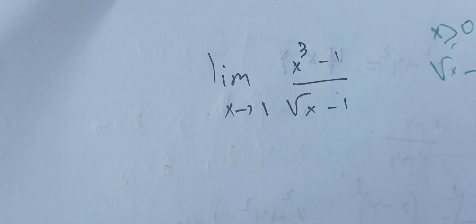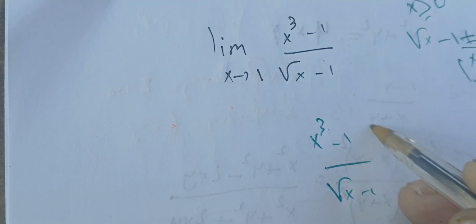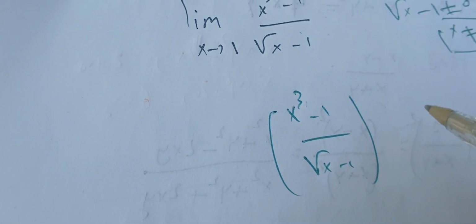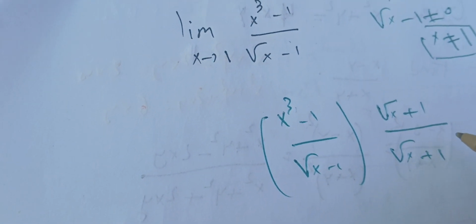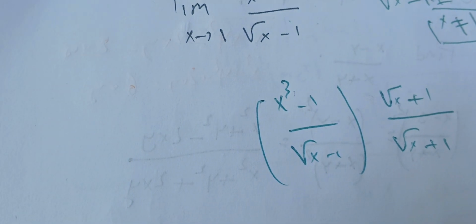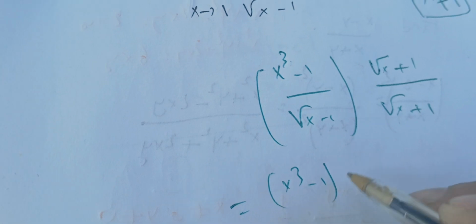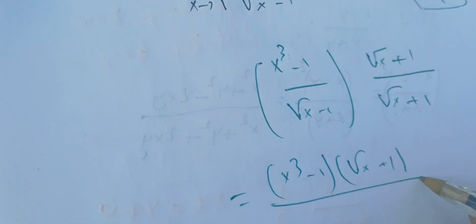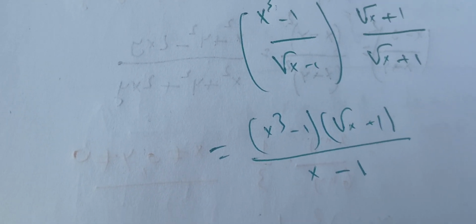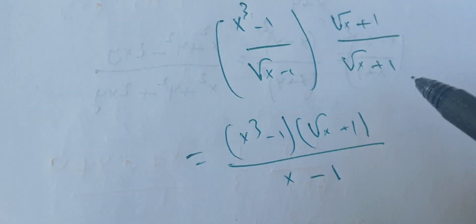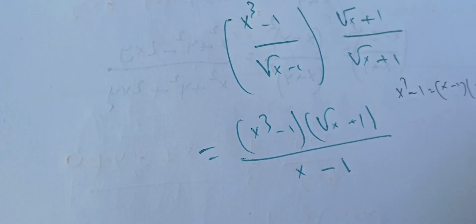One quick way: we have x cubed minus 1 over the square root of x minus 1. If we apply the conjugate, we can multiply top and bottom by the square root of x plus 1. Once we do that, we have x cubed minus 1 times the square root of x plus 1, over x minus 1. And we're going to use some factoring of x cubed. So x cubed minus 1 is x minus 1 times x squared plus x plus 1.